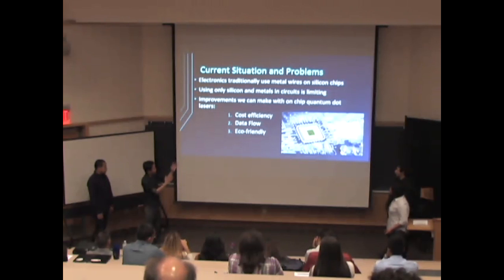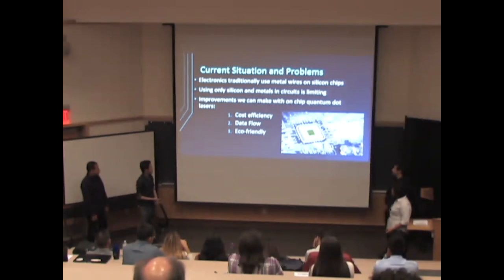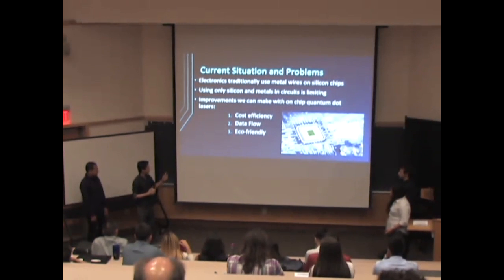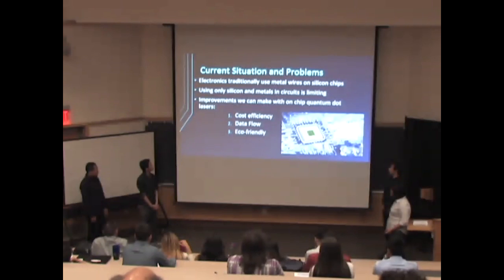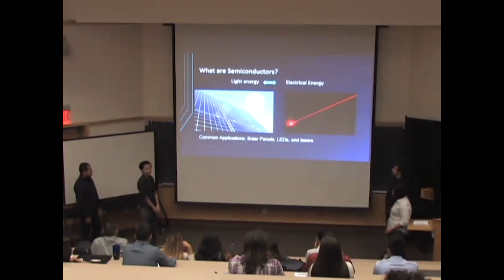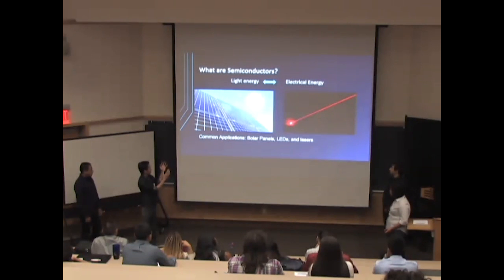The first is cost efficiency. With this research, we will cut down all the material used on building circuits. The second is data flow. Instead of using electricity, we'll be using light, and because light has many different wavelengths that don't interfere with each other, we can put all of this into one single circuit. Number three is eco-friendliness. It will cut down the energy used on resistive heating, so we don't have to waste all the energy on cooling the system and all the circuits.